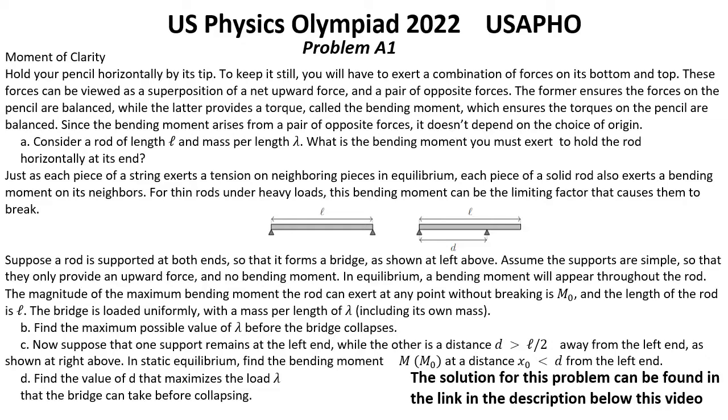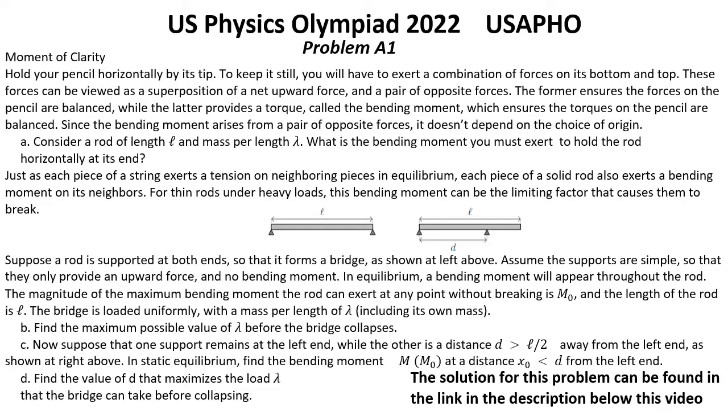Suppose a rod is supported at both ends, so that it forms a bridge as shown at left above. Assume the supports are simple, so that they only provide an upward force and no bending moment. In equilibrium, a bending moment will appear throughout the rod.